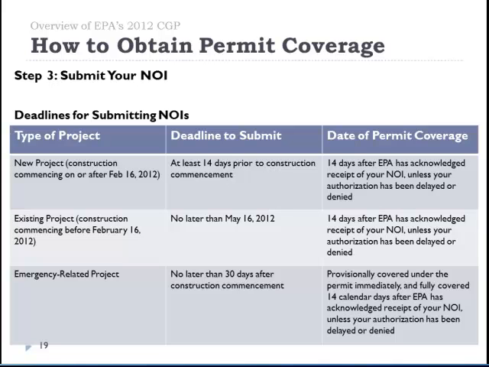We've also created a category of projects that are emergency related, and these are defined in the permit as those that are the result of a severe catastrophic event or some other community-wide disaster where construction needs to begin immediately to provide community services. And for that reason, the permit provides immediate coverage to those construction projects without the need to submit an NOI. However, after commencing construction, within 30 days they'd need to submit an NOI.